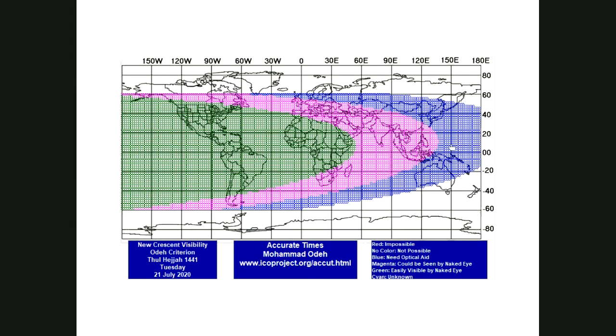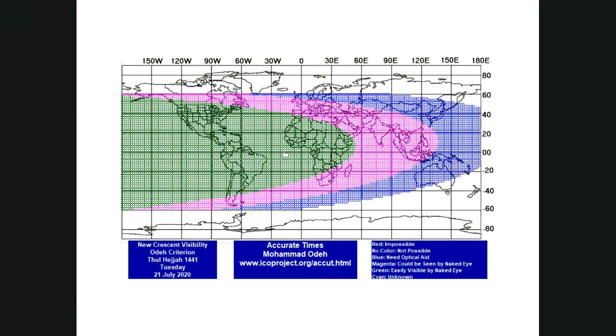Okay, that doesn't mean they're looking at the same time. Okay, there is a big difference in time between these regions. Maghreb here is not at the same time as here. It's not the same time here. That's why it's green here. So on July 21st, you can sight a crescent.